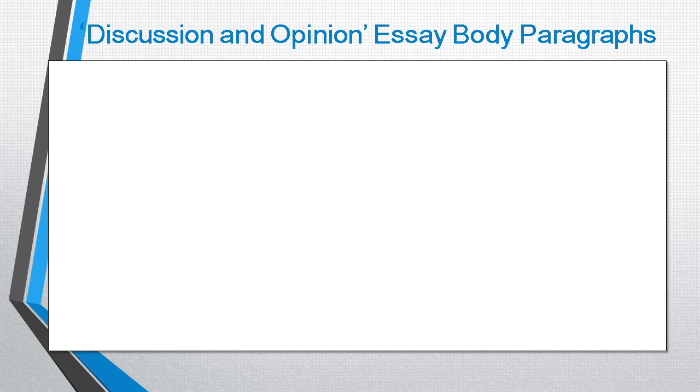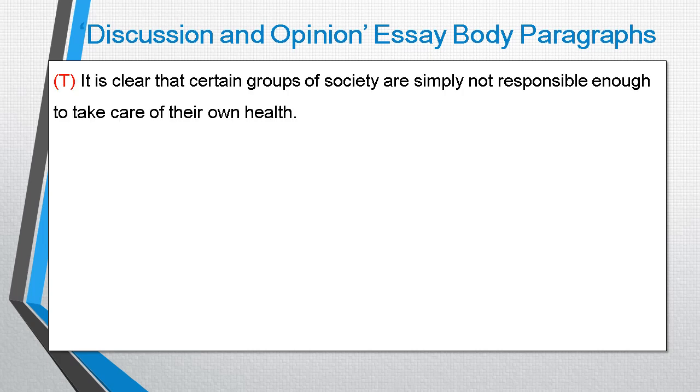As ever, we're starting with our topic sentence. This time it reads, "It is clear that certain groups of society are simply not responsible enough to take care of their own health." Once more, this hits two things. First, it associates back to the question, and secondly, it makes the point that some people are just simply not responsible enough to take care of their own health.